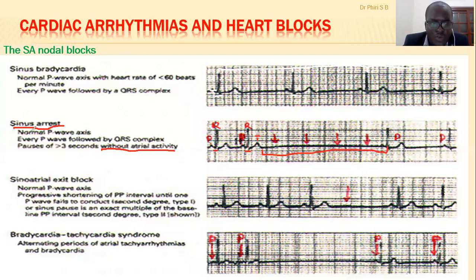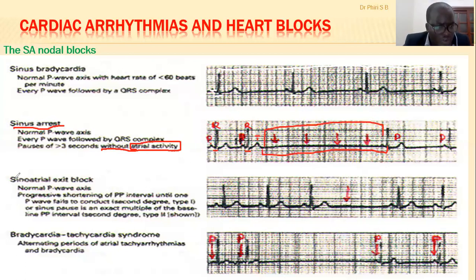So this will result in a sinus arrest whereby you don't have atrial activities because you don't have a P wave to stimulate the atria to fire those action potentials. So you can see from here that this is an example of sinus arrest.